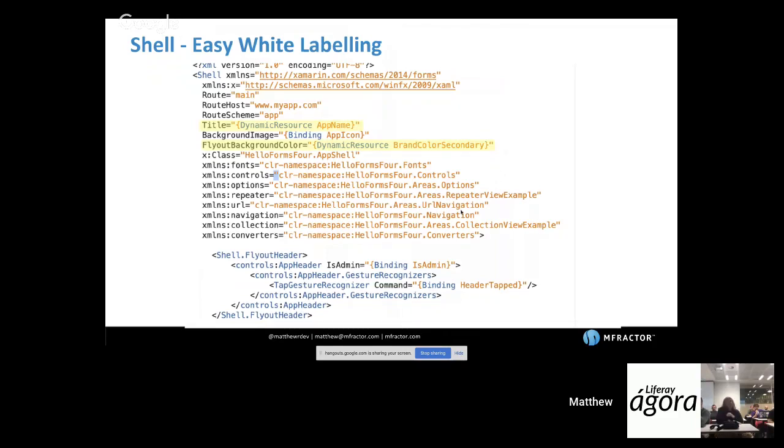I thought I had it highlighted. I can have a view model that, say, toggles on and off sections of the application using data binding. So down here in my flyout header, I've set it up so that when I tap on the app header, it only processes the tap event if I'm an admin, and I've done that via data binding. So effectively excluding an entire part of the application just by using standard MVVM concepts.